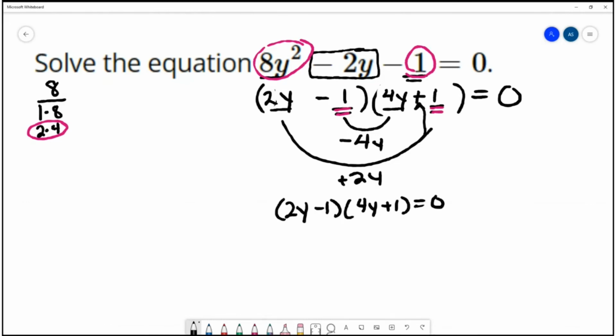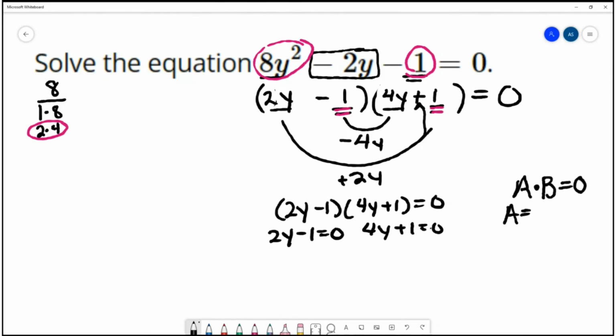I'm going to set each factor equal to 0. That's using the zero product property. The zero product property says if you have two numbers multiplied equal to 0, then one of your factors has to be 0, A or B. So it allows you to break down your equation. Once you've broken it down into these two equations, you're going to solve each one.